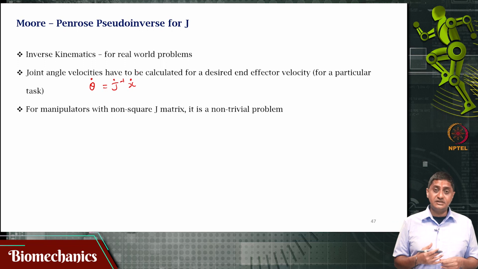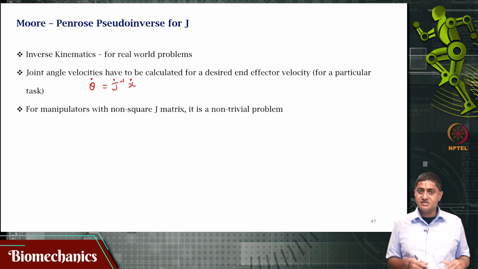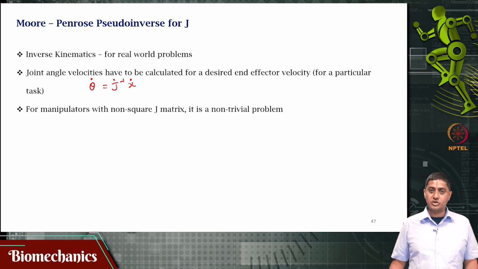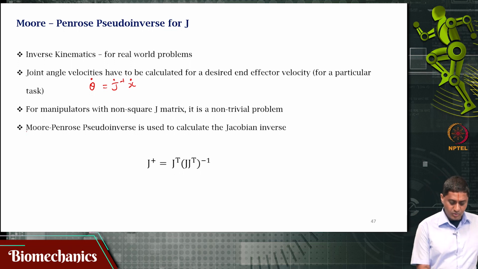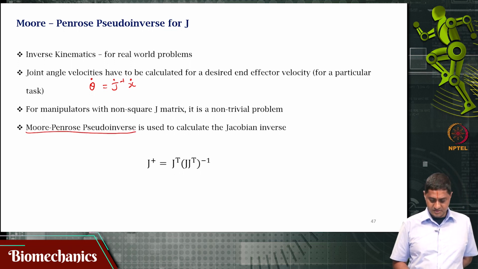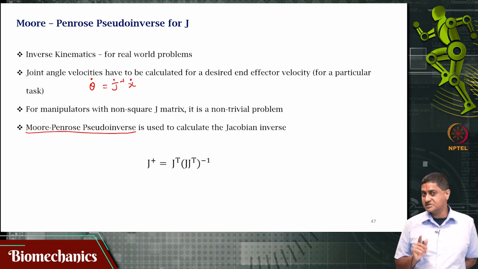There are redundant manipulators with many links, all of which will not have a square matrix as a Jacobian. Now, the question is, can I find a general way to find the inverse somehow? It turns out that there is such a solution. That method is called the Moore-Penrose pseudo-inverse method, which is essentially J plus equals J transpose times the inverse of J J transpose. Remember, this is not the Jacobian inverse, this is a pseudo inverse, right.